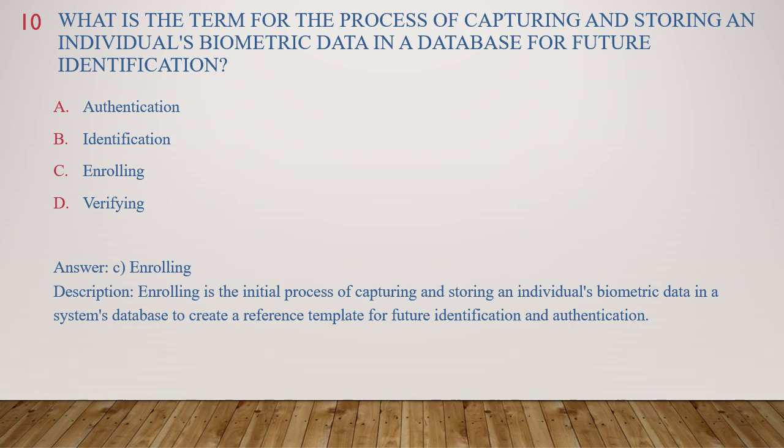Authentication. This refers to the process of verifying a claimed identity. It involves comparing a user's current biometric data with their previously stored template, enrolled data, in the database. Identification. This refers to determining an individual's identity without them claiming it. It involves comparing a user's biometric data with a database of many individuals' templates to find a match.